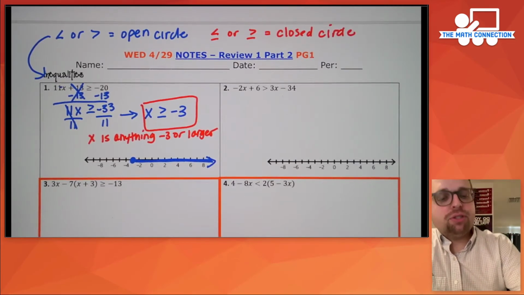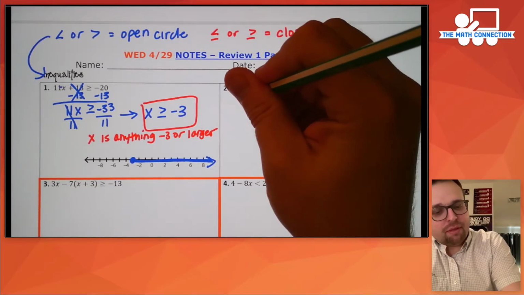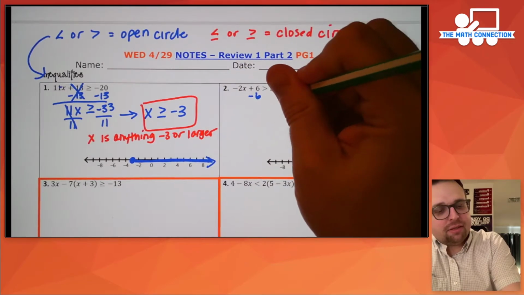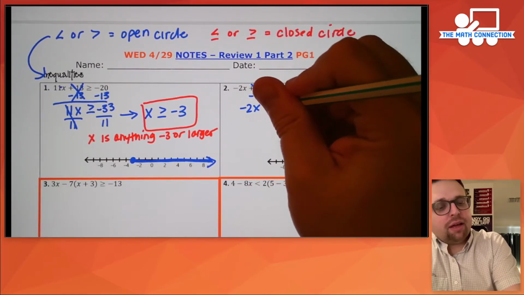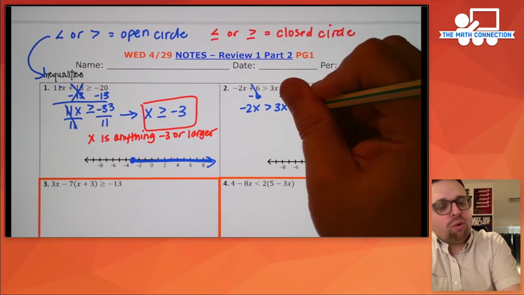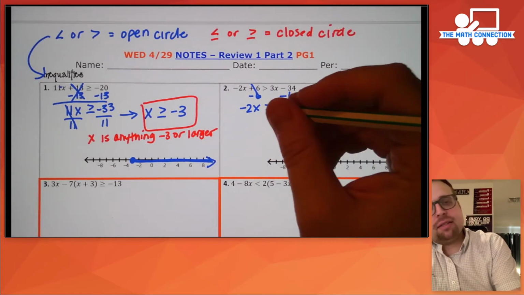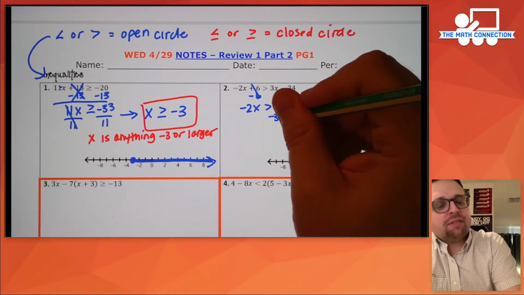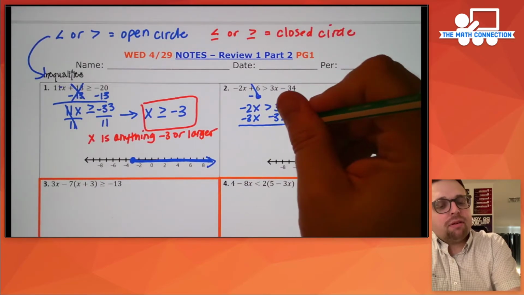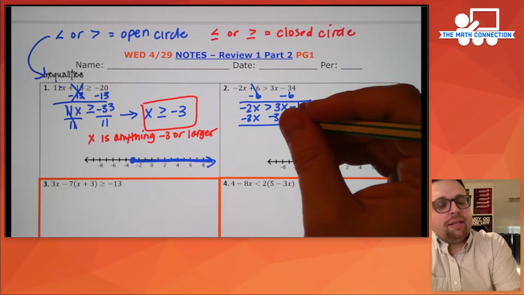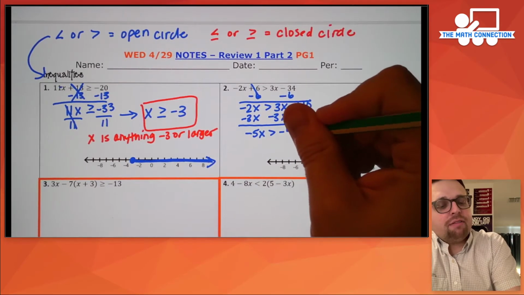Okay, so number 2 says we have to get the x by itself. So let's do the numbers first. Take away 6 from both sides. This cancels out. You have -2x greater than 3x minus 40, because -34 minus 6 is -40. And then you have to get the x's on the same side, so we want to subtract 3x from this side and subtract 3x from this side. And you end up with -5x less than or equal to -40.